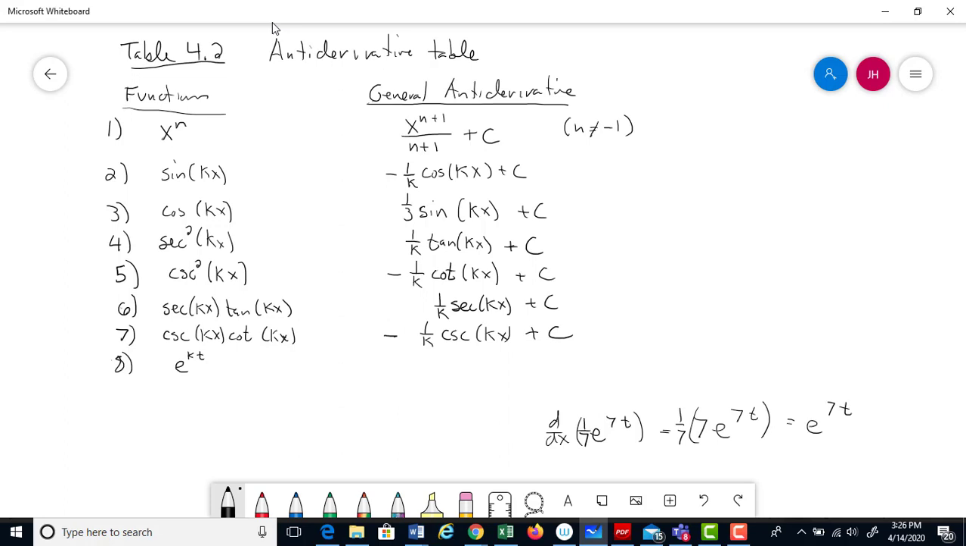So again, that's why we have these 1 over k's in front, because it's going to get rid of that chain rule thing that we have to do. The derivative of e to the 7t is e to the 7t, and the derivative of the inside is 7. So this takes care of that chain rule inside. So the antiderivative of e to the kt is going to be equal to 1 over k e to the kt. Of course, plus c.